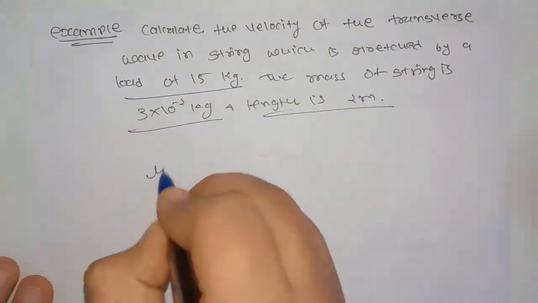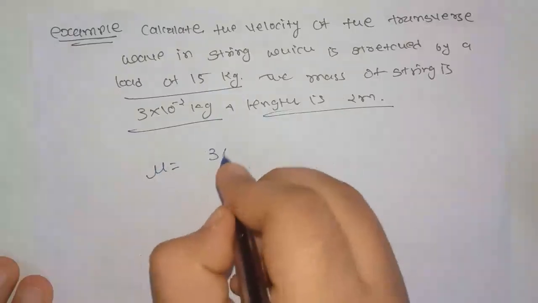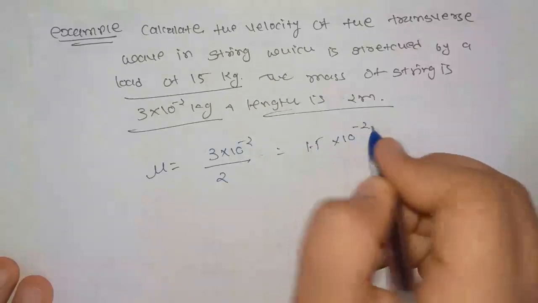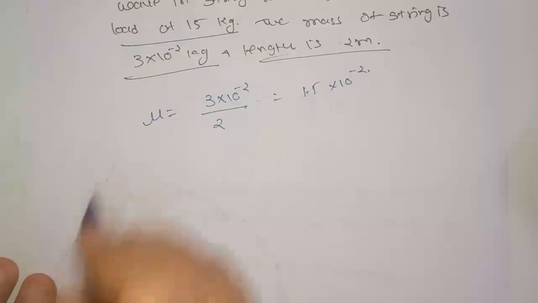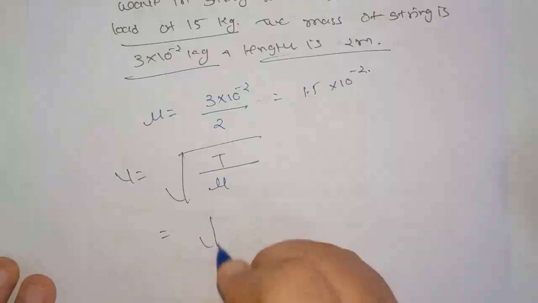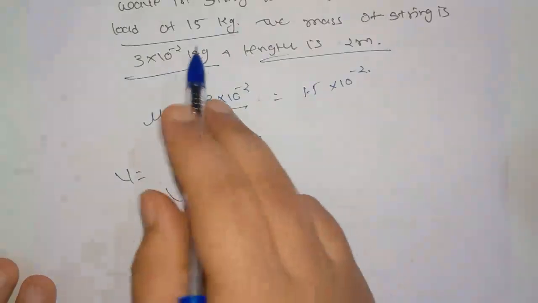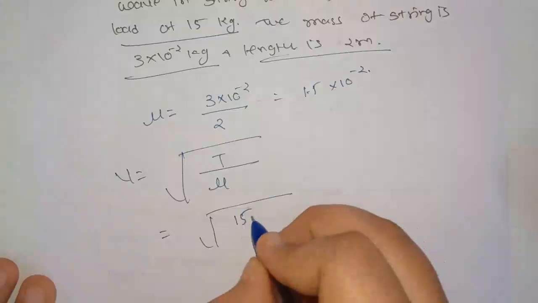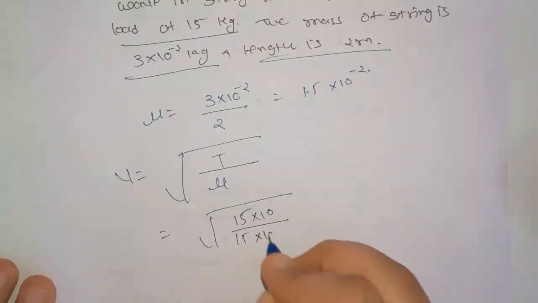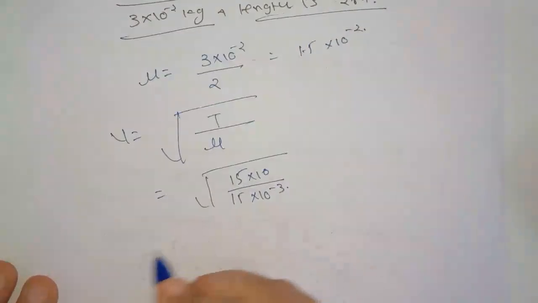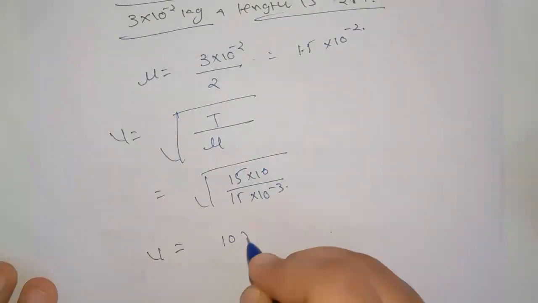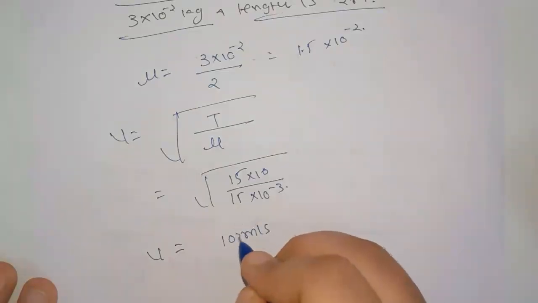First we will find the linear mass density, that is mass per unit length, that is 1.5 into 10 power minus 2. The velocity is given by under root T by mu. The tension force is 15 into 10 due to 15 kg, divided by 15 into 10 power minus 3. So speed will be 10 meter, 100 meter per second.